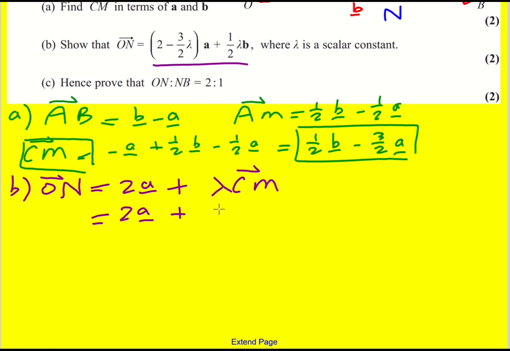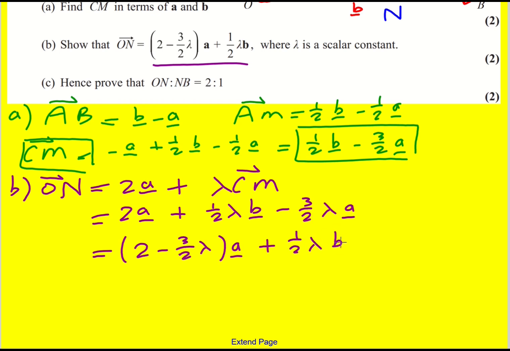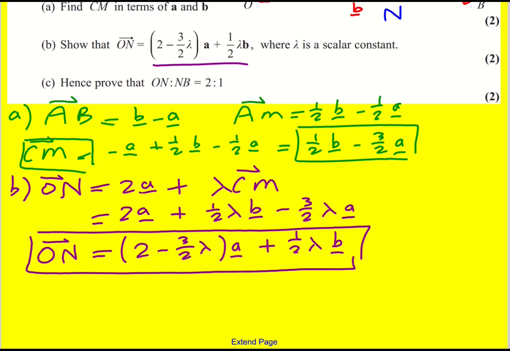That's 2A plus half lambda B minus 3 over 2 lambda A. And I can bring the A's together. I'm going to get 2 minus 3 over 2 lambda, all multiplied by vector A, plus a half lambda B. By the way, I strongly advise you underline your vectors just to make it clear which are the vectors and which are not. Of course, it's bold in the question, but we can't do that very easily. So this is our notation. So, okay, we managed to get it. I should probably have just said here lambda a scalar multiple. I know it's defined in the question, but I'm just defining it here as well.